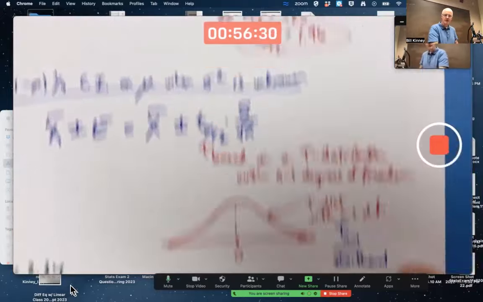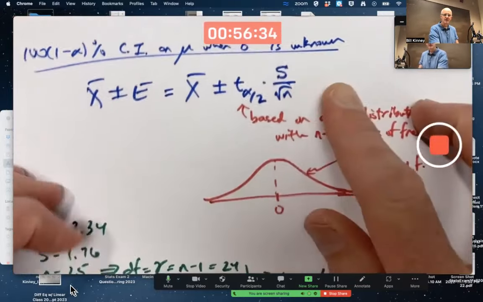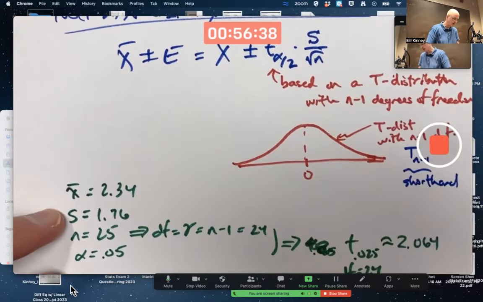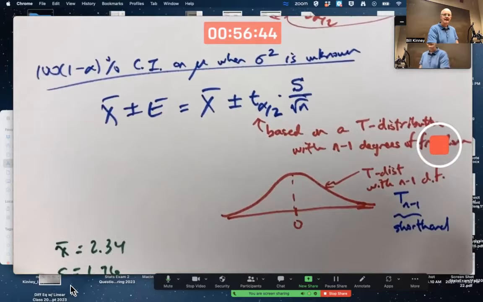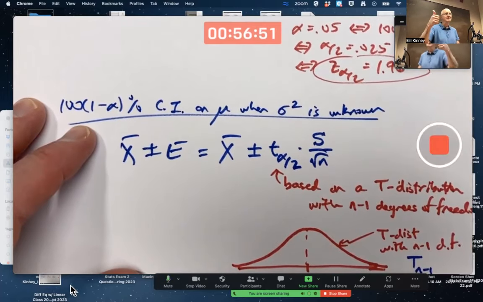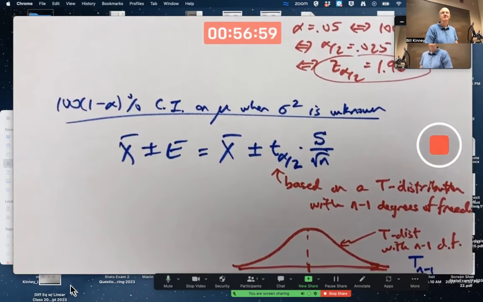Plug all these numbers into this formula. I won't take the time to do that. They are observed values. You use lowercase letters for X bar and S. This is supposed to be a lowercase s. Yes, but even this is based on the assumption of a normal distribution for the population. But it's robust. As long as n is large enough and the population is not too far from normality, it still is pretty good.